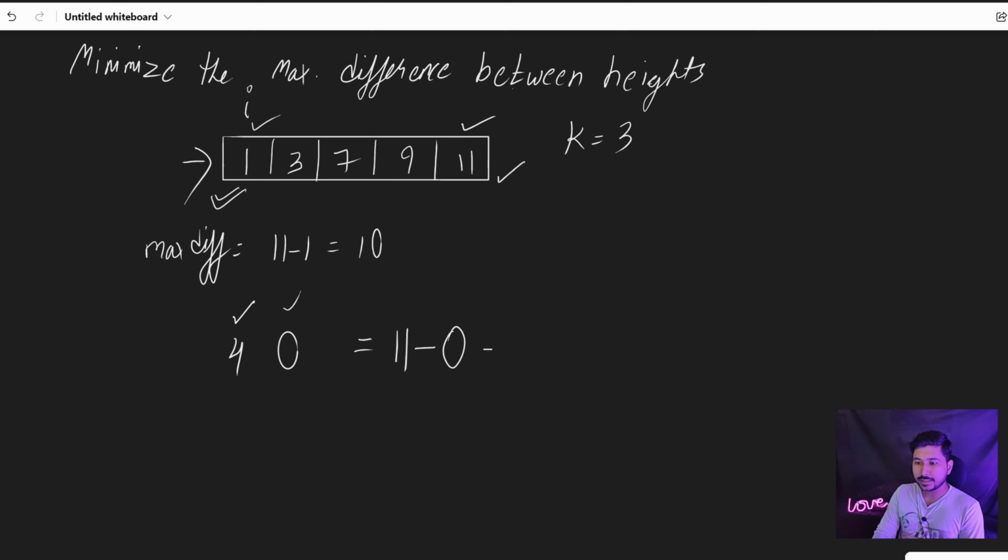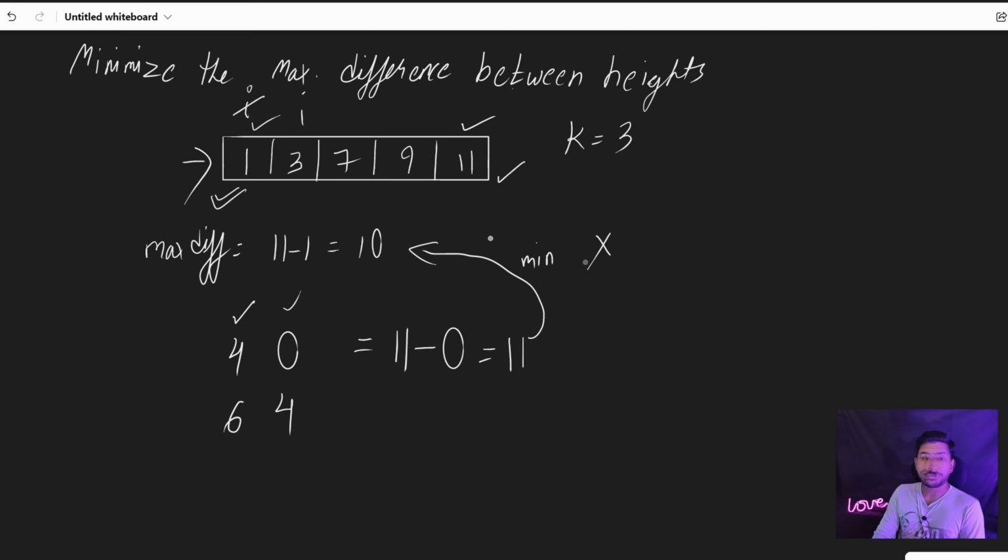So what is the difference here? This is 11. Is this minimum? No, this is not minimum. So we go to the next value, that is 3. We increase 3 by k, that becomes 6, and we decrease this by 3, that becomes 4. Now, is 6 greater than 11? No, it is not greater than 11. Is 4 less than 1?